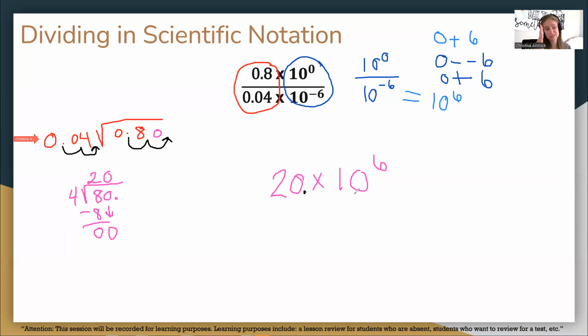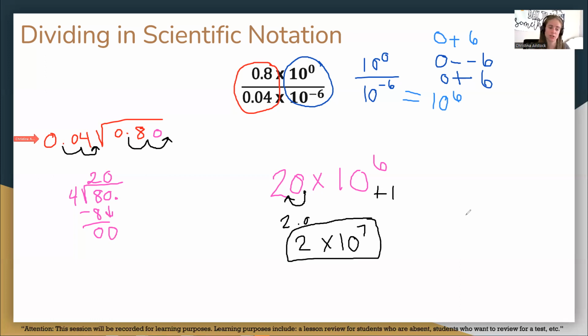Well, if I move it to the right, that's just going to make my number bigger. So therefore, let's see, if I move it 1 time, that gives me 2.0, otherwise known as 2. That works, yeah. So I only needed to add 1 decimal point. So make sure you add that. Up here, we added a decimal point. 6 plus 1 is 7, giving us our final answer of 2 times 10 to the 7th power.